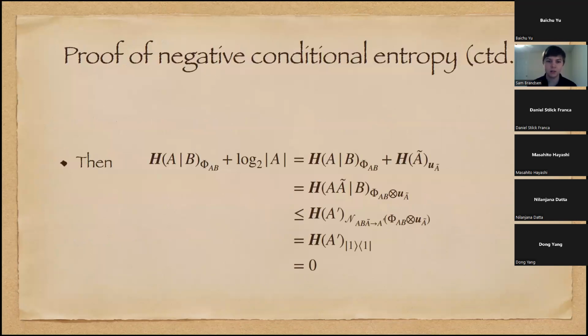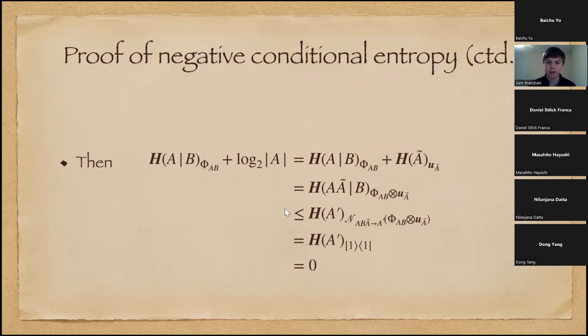So then the proof of negative conditional entropy is as follows. You can take the conditional entropy of the EPR state and you can add log 2 of the dimension of A. However, we know that the maximally uncertain state on system A tilde, if A tilde and A have the same dimensions, which we can suppose here, will simply have entropy log 2 of the dimension of A. So we can replace the second term with the entropy of the maximally uncertain state on A tilde. And we can then recombine these in the second line.